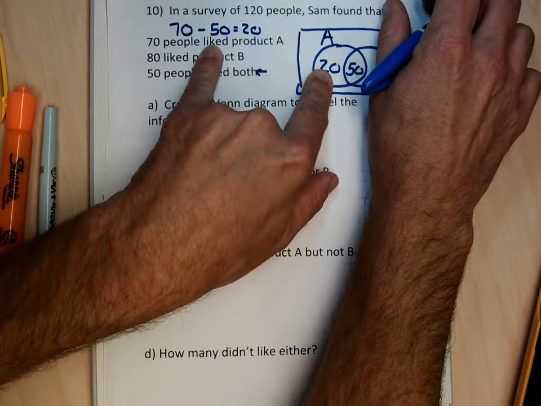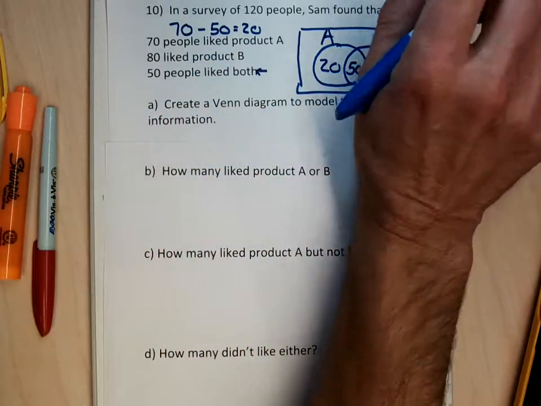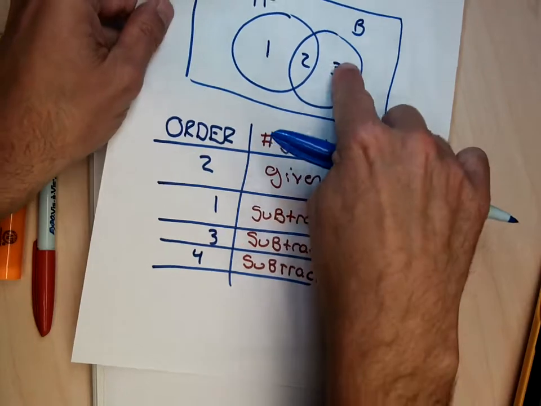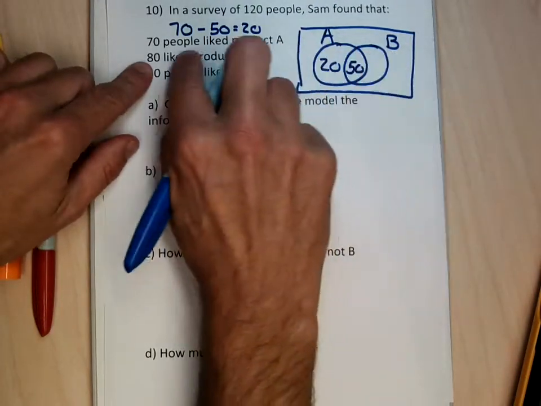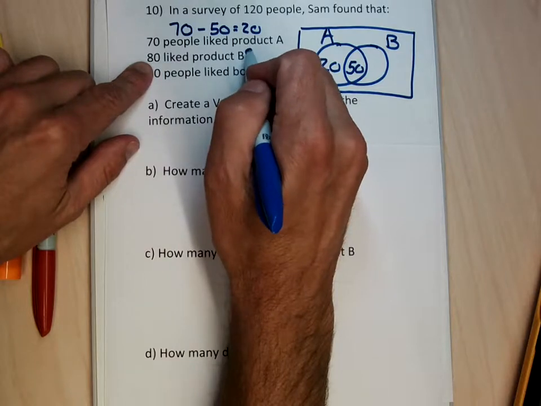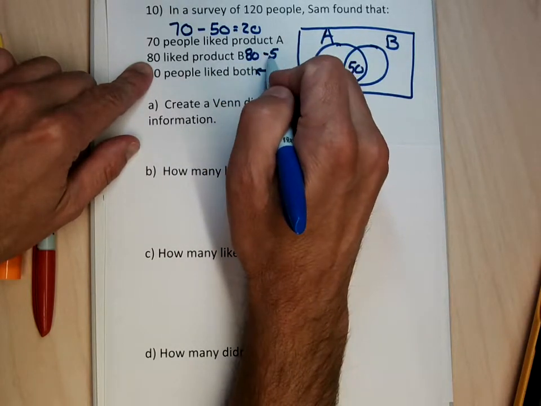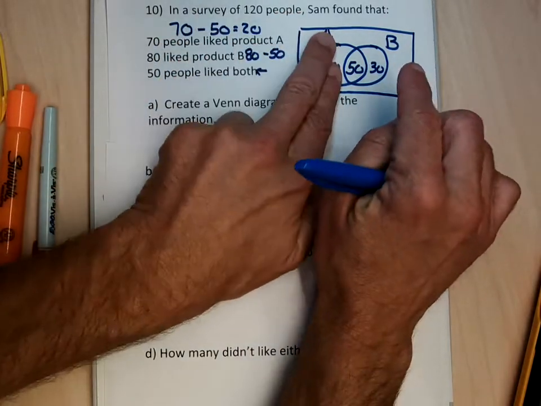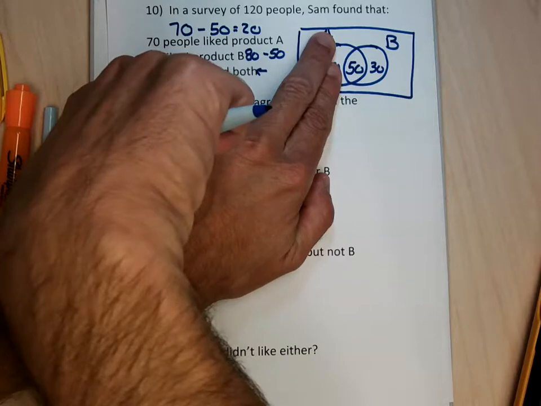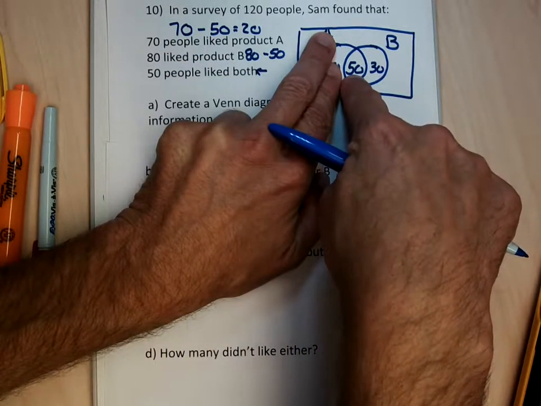People that liked product A broken into the two categories. Now I'm going to do region 3, and I'm going to subtract. Region 3 is a B number, so I'm going to take this B number of 80, subtract the 50 that's already in the B circle, and I'm going to get a 30. So if I look at the B circle now, it has 80 different people that liked product B, 30 that only liked B, 50 that liked both A and B.